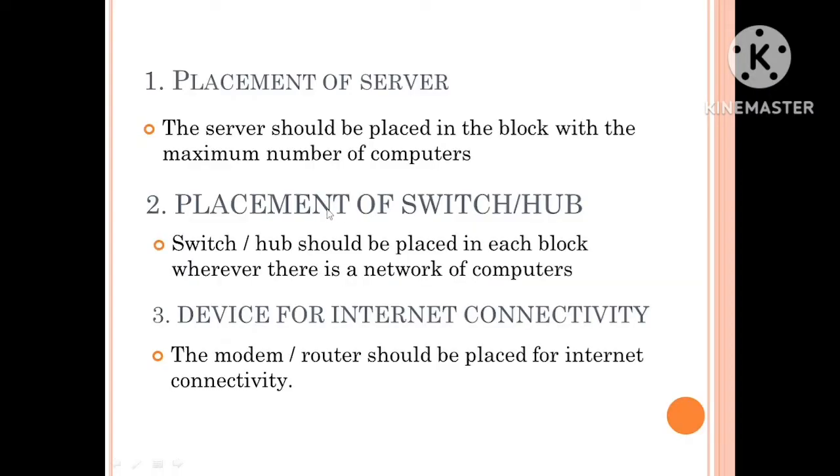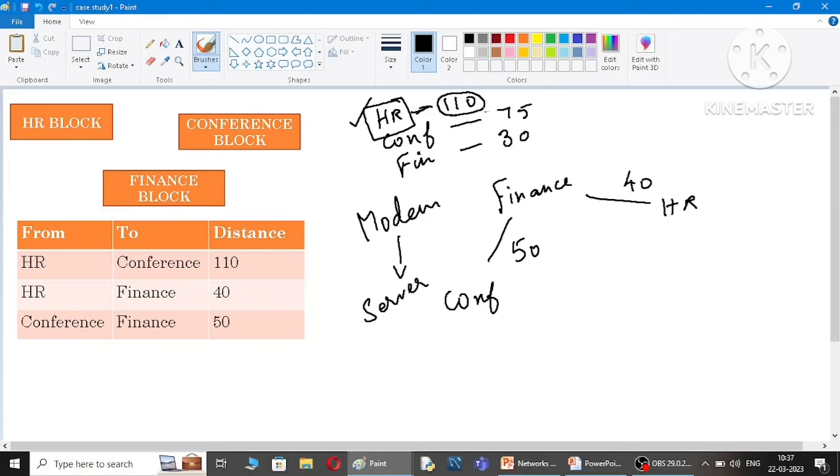Okay. Then placement of switch or hub. Where should the switch or hub be placed? So you should say it should be placed in each block wherever there is a network of computers. Now see here, there are 110 computers in HR, so we should place a switch here. There are 75 computers in conference, you need a switch here. There are 35 computers in finance, you need a switch here.